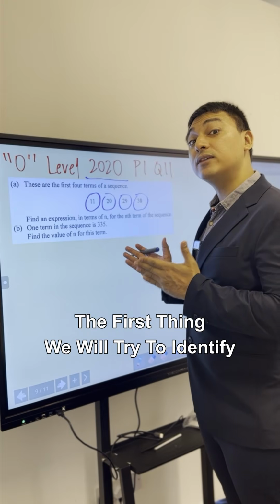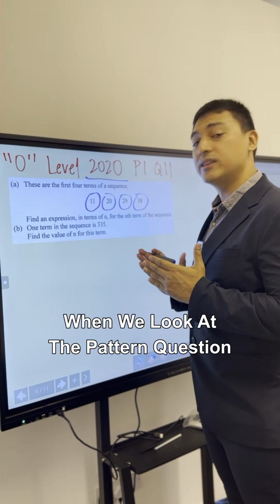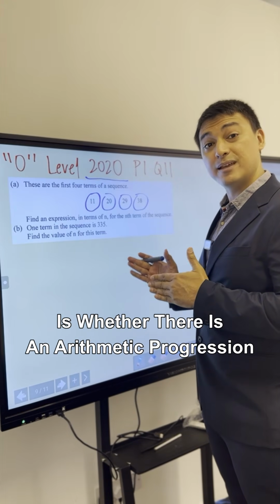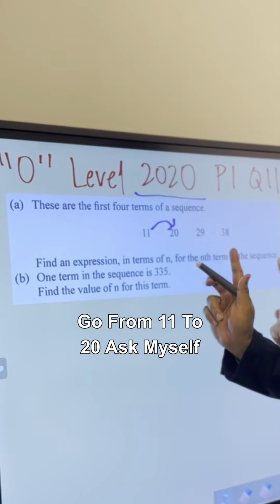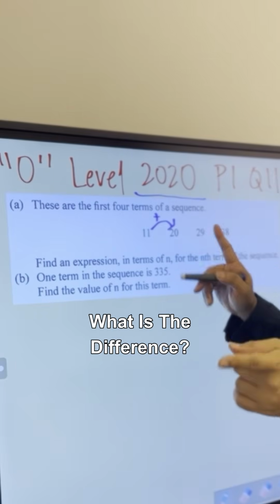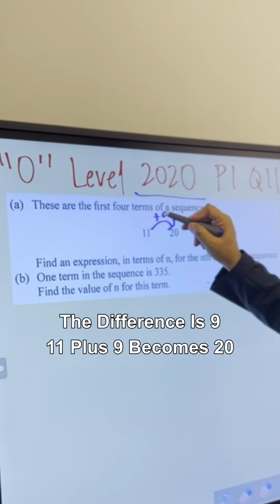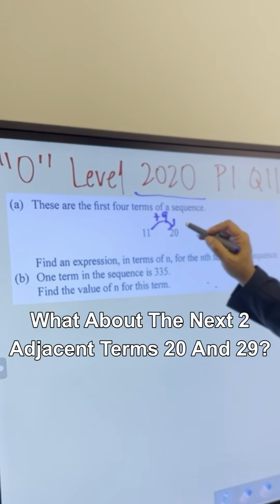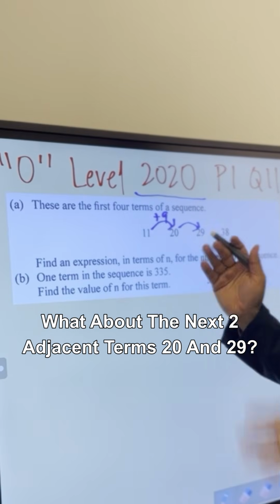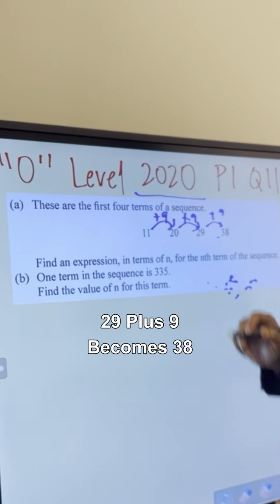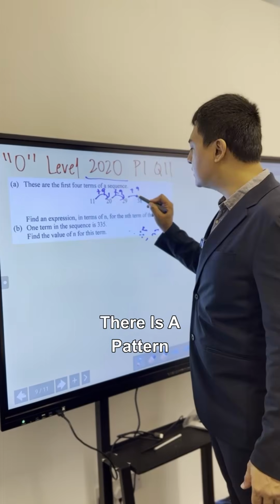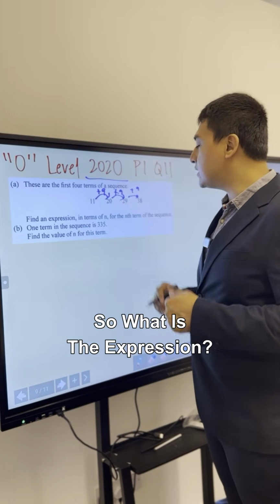The first thing we'll try to identify when we look at the pattern question is whether there is an arithmetic progression. All I have to do is go from 11 to 20 and ask myself, what is the difference? The difference is 9. 11 plus 9 becomes 20. What about the next two adjacent terms, 20 and 29? 20 plus 9 becomes 29. 29 plus 9 becomes 38. There is a pattern. So, what is the expression?